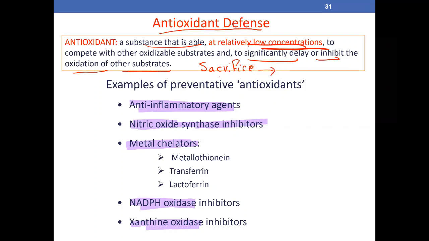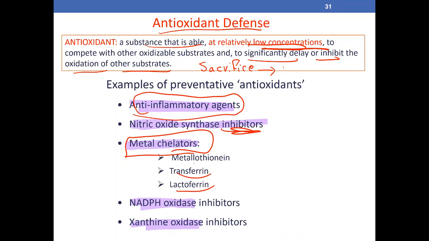So they sacrifice themselves in order for other molecules to not be damaged. So they're considered anti-inflammatory agents. They're inhibitors of nitric oxide synthase. They could be metal chelators, transferrin, lactoferrin, metallothionein, NADPH oxidase inhibitors, and xanthine oxidase inhibitors.